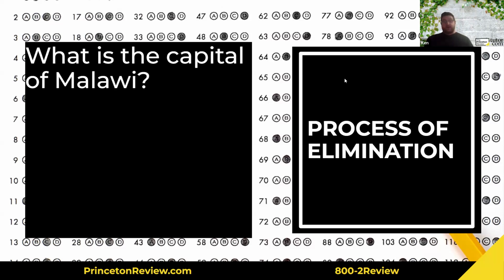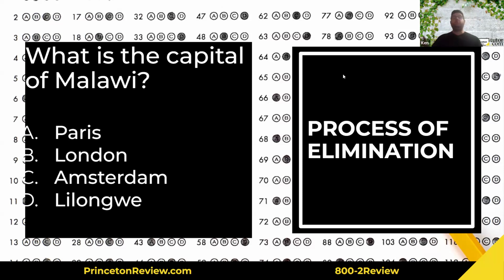If I ask you a content question, what is the capital of Malawi? Unless you happen to have learned that and you remember it, you would never get the question right. But if I show you 4 answers, as you'll see on your exams, you probably know that it is not Paris, London, or Amsterdam. And therefore, the answer is going to be Lilongwe. That is an example of the process of elimination. You did not know that the answer was Lilongwe. You simply knew that it wasn't the other 3.